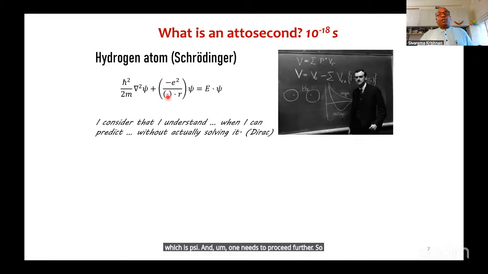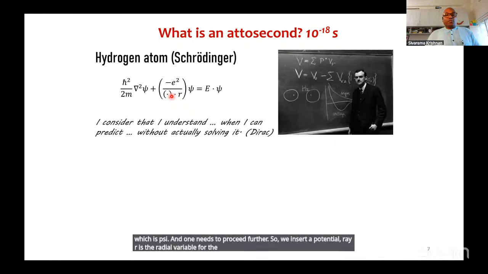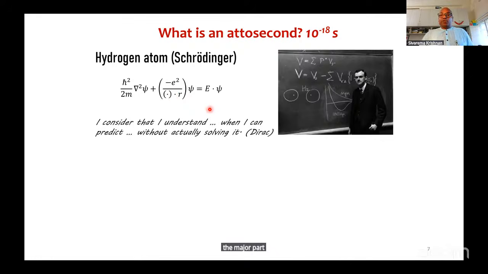So we insert a potential. R is the radial variable. For the physicists in the audience, of course, this is quite trivial to see, and we need to solve this equation. But of course, we are not going to solve this equation in this limited lecture. It would take us the major part of an undergraduate quantum mechanics course to do it.